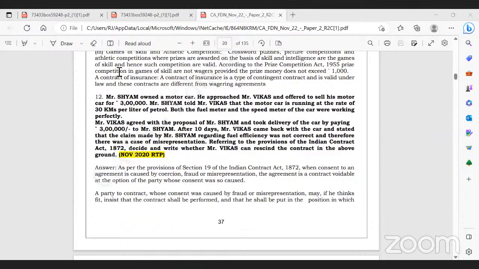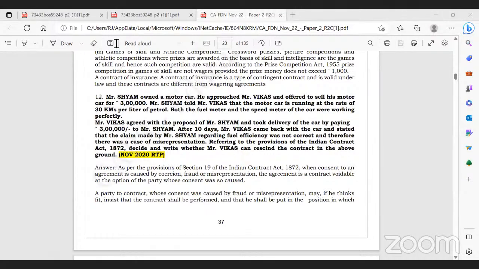Mr. Shyam owned a motor car. He approached Mr. Vikas and offered to sell his motor car for 3 lakhs. Mr. Shyam told Mr. Vikas that the motor car is running at the rate of 30 kilometers per liter of petrol. Both the fuel meter and the speed meter of the car were working perfectly. Mr. Vikas agreed with the proposal and took delivery of the car by paying 3 lakh to Mr. Shyam. After 10 days, Mr. Vikas came back with the car and stated that the claim made by Mr. Shyam regarding the fuel efficiency was not correct and therefore there was a case of misrepresentation. Referring to the provisions of the Indian Contract Act 1872, decide and write whether Mr. Vikas can rescind the contract on the above ground.